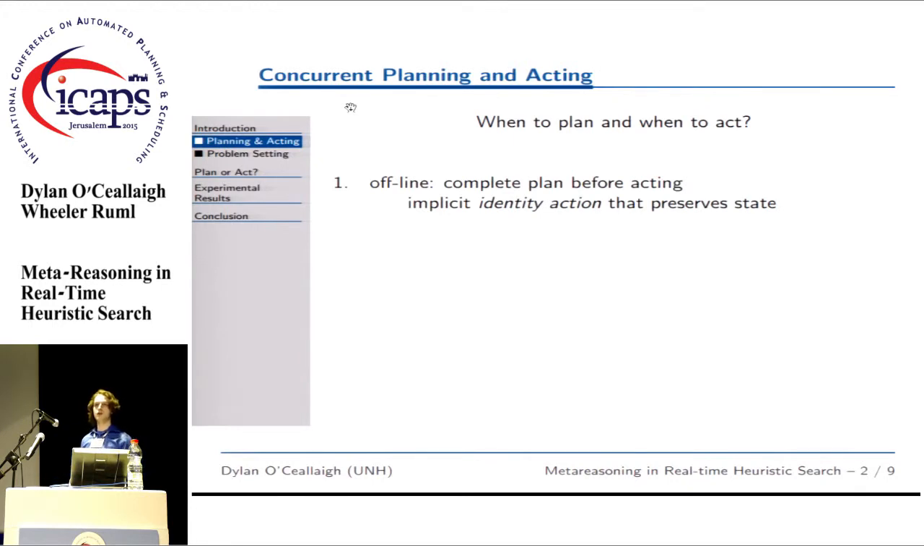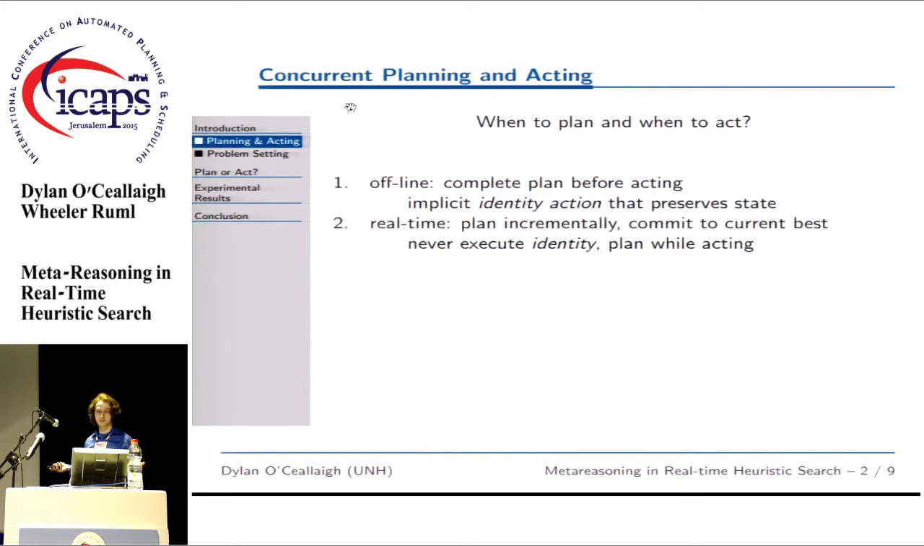Now, there's two traditional approaches to this problem. The first, offline planning: the agent remains at the start state planning a complete solution before ever executing even a single action. And there's sort of an implied property of the start state in this case, which we refer to as an identity action, which allows the agent to remain at the start state without the world changing around it and invalidating its current knowledge base.